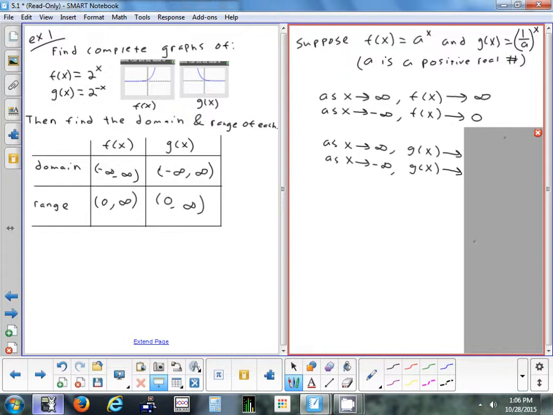Okay, now we're going to look at it for g of x. That's when you have a fraction, like 1/2, 1/3, 1/5, something like that. As x gets bigger and bigger in g of x, what happens to y? It's approaching 0. And what happens in g of x as x gets more and more negative? g of x approaches infinity. Okay, so it's the same behavior, it's just switched, depending if you're approaching infinity or negative infinity.